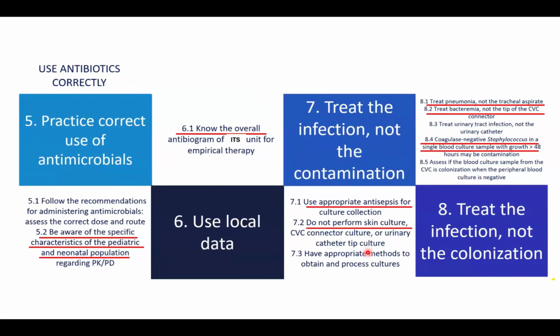The fifth is practicing correct use of antimicrobials, and this is general, that we have to be aware of the specific characteristics of the population. What is the dosing? How is the renal status? What is the liver status? And whether this antibiotic is safe enough or not. We have to use local data, as we discussed, that the antibiogram preferably should be as specific as possible, preferably from the same unit. If not, then from the same department. If not, then from the same hospital. If not, then from the same city.